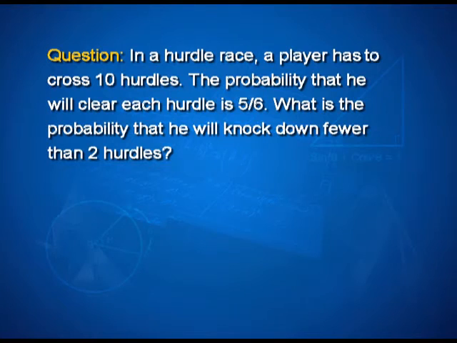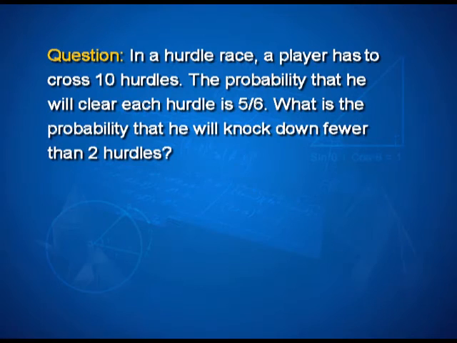Another question would put things much more clear for all of you. The problem states that in a hurdle race, a player has to cross 10 hurdles. The probability that he will clear each hurdle is 5 by 6. What is the probability that he will knock down fewer than 2 hurdles? Again, read the problem very carefully to understand what would be the random variable and, more importantly, what is a success. Clearing a hurdle is not the success. In this context, knocking down the hurdle is our success.